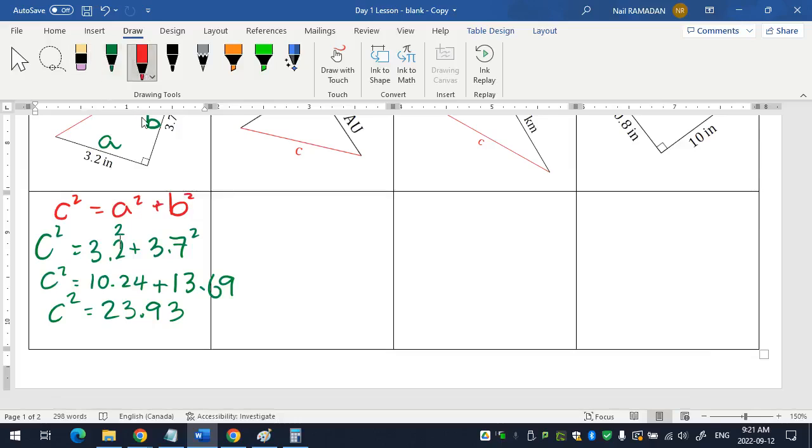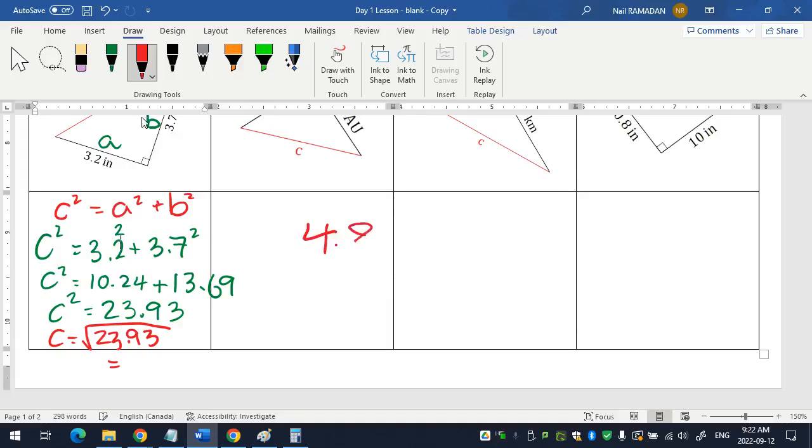So the final answer is C equals the square root of 23.93, which is equal to 4.89. But the question is very specific. It wants you to round to how many decimal places? 1. You cannot show none. You cannot just say 4. By the way, 4.89 is very close to 5. But 5 is not a number with a decimal. It's what we call a whole number or a full integer. I need to show 1.